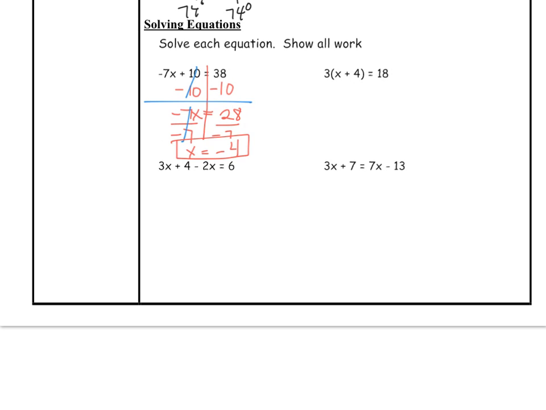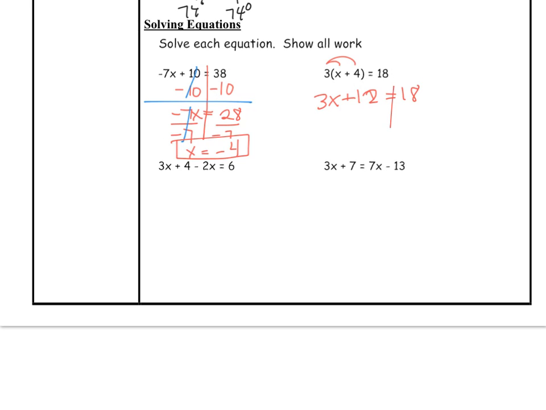Now we'll move on to the one that has distribution. That's the first thing I do, is distribute. So 3 times x is 3x. 3 times 4 is 12. So this is really 3x plus 12 equals 18.